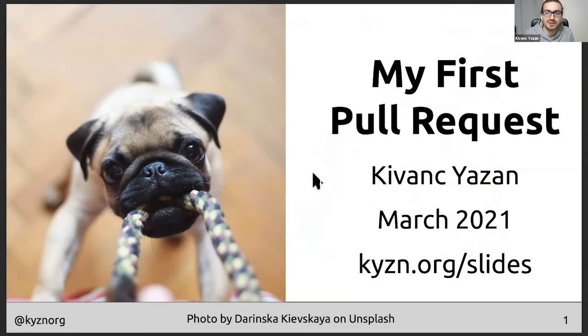This is Kivanc. Today I'm going to talk about my first pull request, and this is really going to be a talk about introduction to the world of open source, introduction to Git and pull requests and whatnot. So if you consider yourself a beginner, I hope you will find a lot of useful stuff in this presentation. And if you consider yourself an experienced, seasoned developer, I still hope you will find some stuff that you find useful. Slides are already available at this URL. Let's get started.